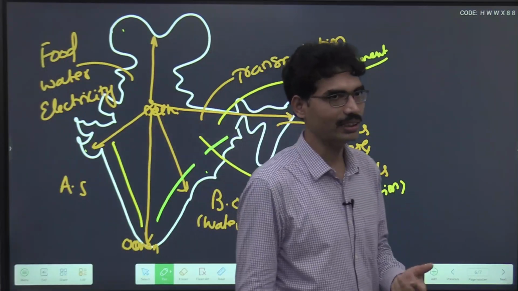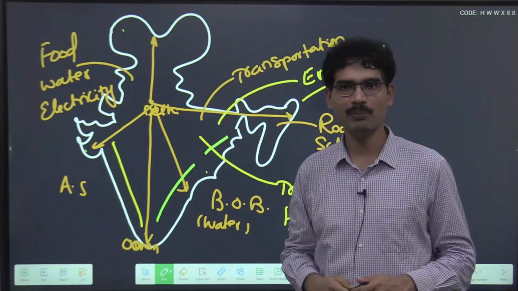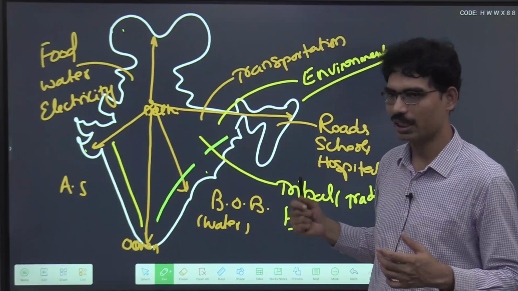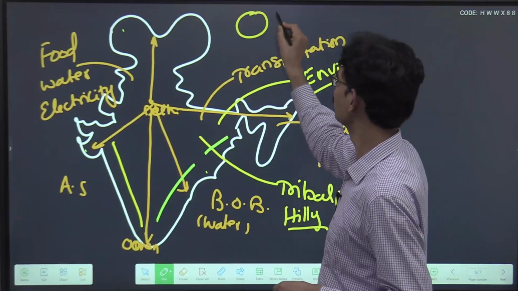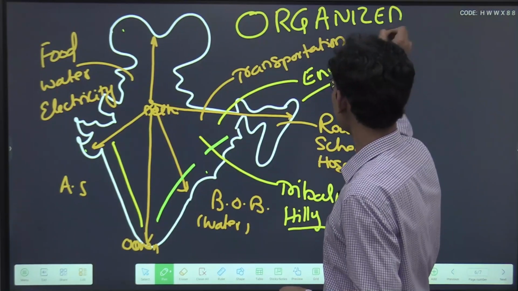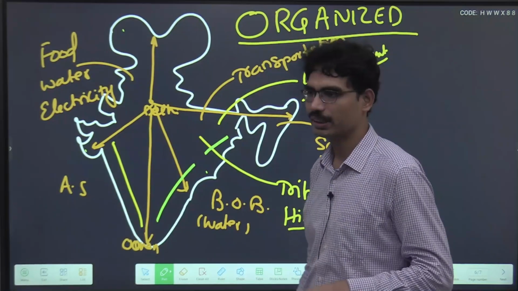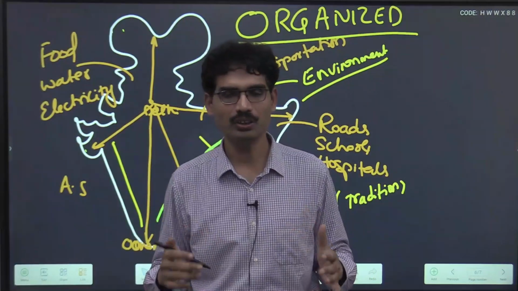And how to handle this? So many requirements, so many people, so much diversity. It has to be very well organized. If it is not organized, then running such a big country will be very haphazard. It's not going to give the result.